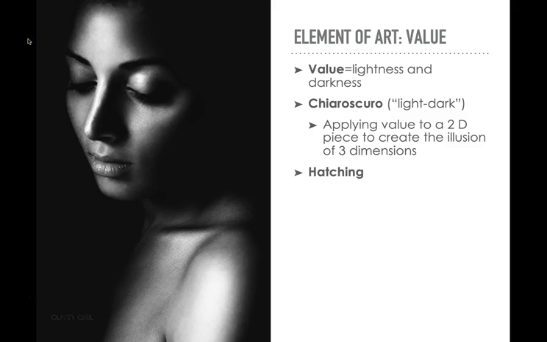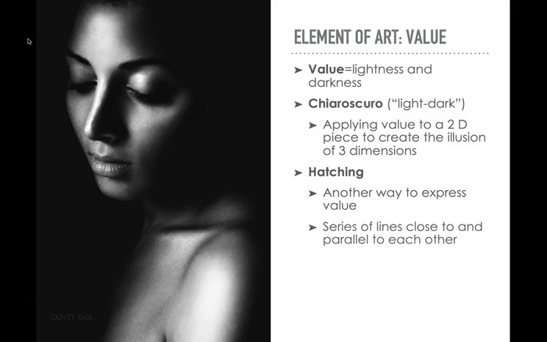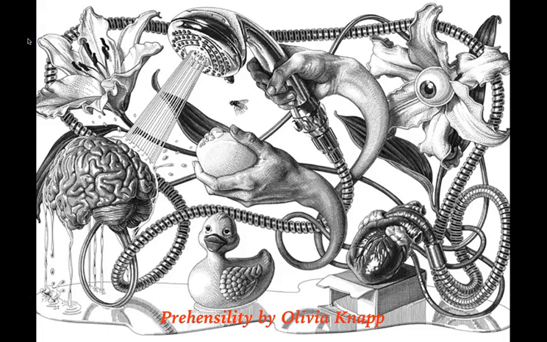We can also create value by something called hatching. Hatching is another way to express value. It is a series of lines close to and parallel to each other. Or if I have cross-hatching, I have overlapping lines to show value. I'm going to show you this piece here that uses hatching to create value. This is Prehenstility by Olivia Knapp. You can see the cross-hatching especially prominent in the hands.